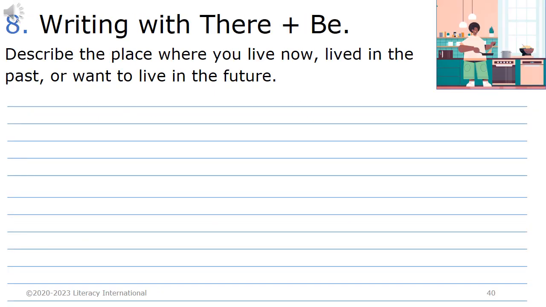8. Writing with there plus be. Describe the place where you live now, lived in the past, or want to live in the future.